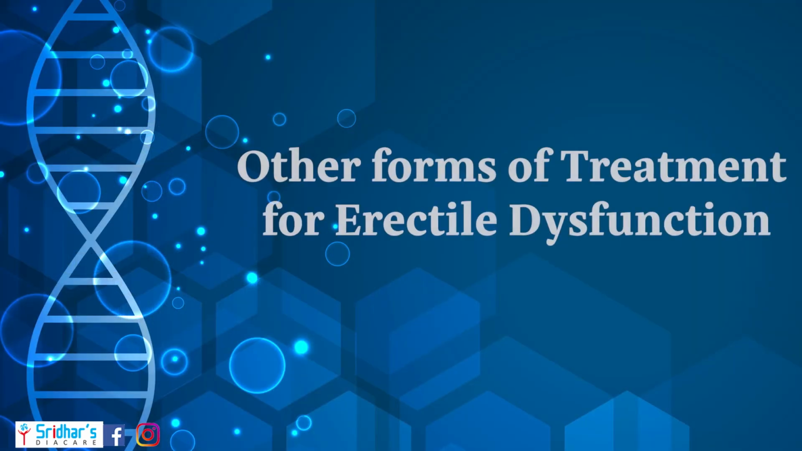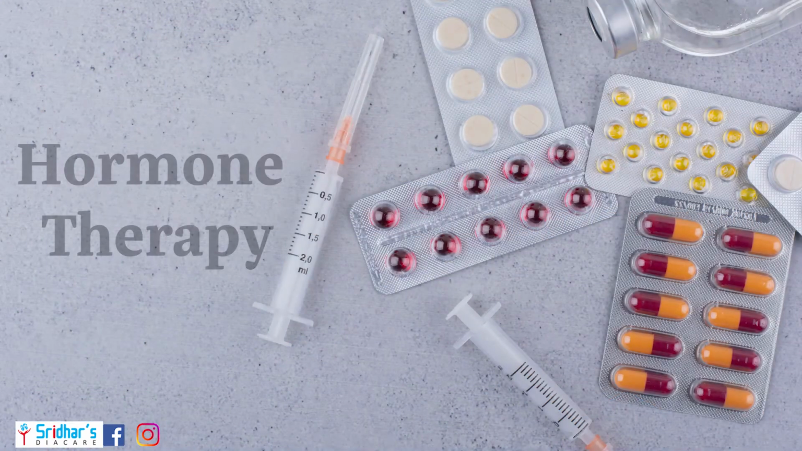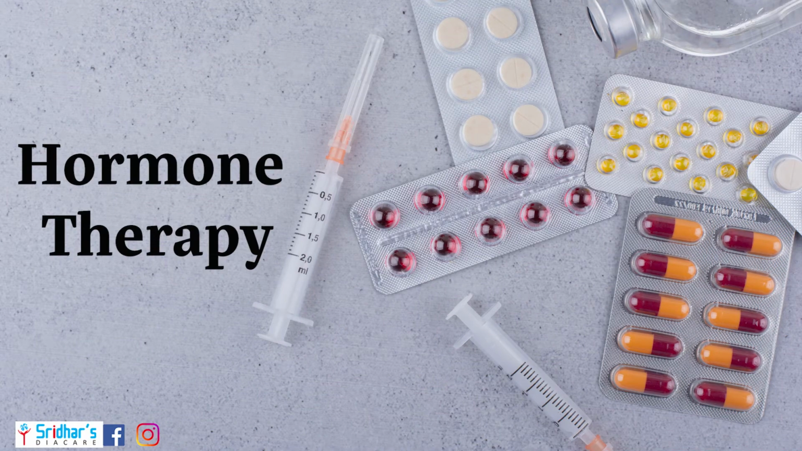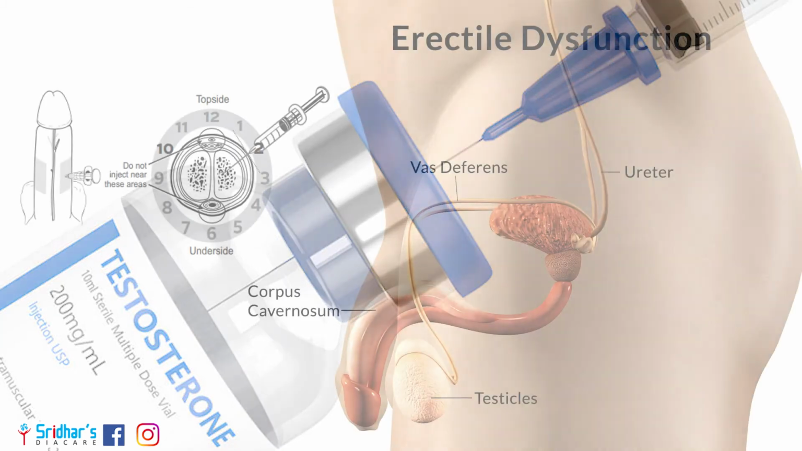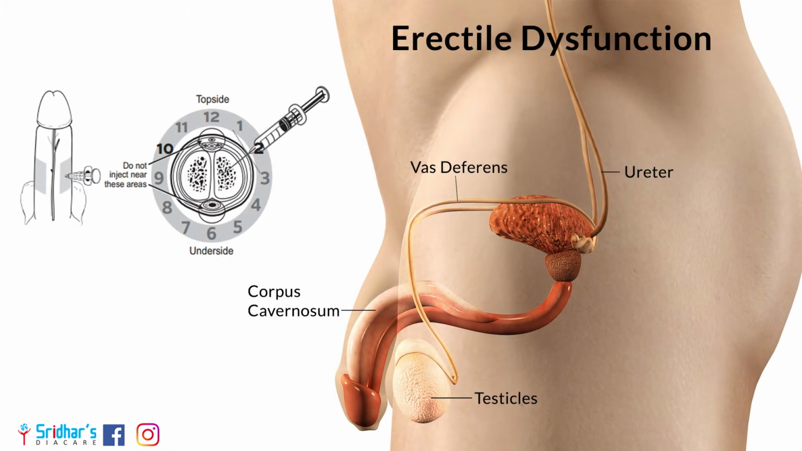There are several other forms of treatment for erectile dysfunction, and these include hormone therapy, where testosterone replacement therapy is the commonest. And then there is penile injection therapy, where injection of alprostadil directly into the penis is another option. This hormone injection increases blood flow to the penis.